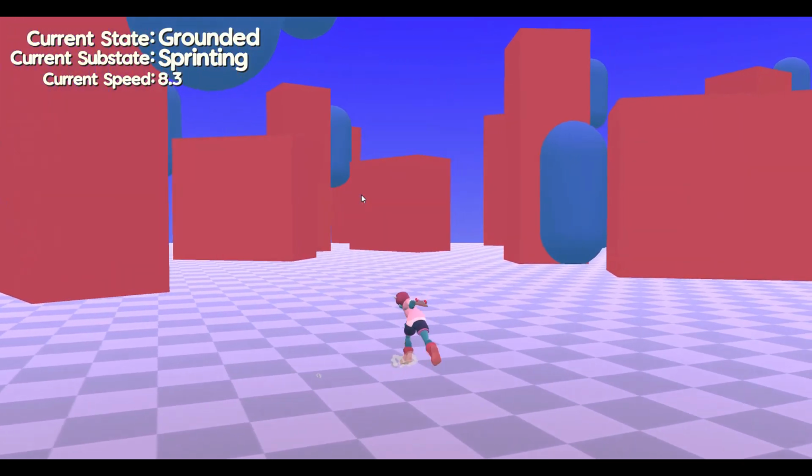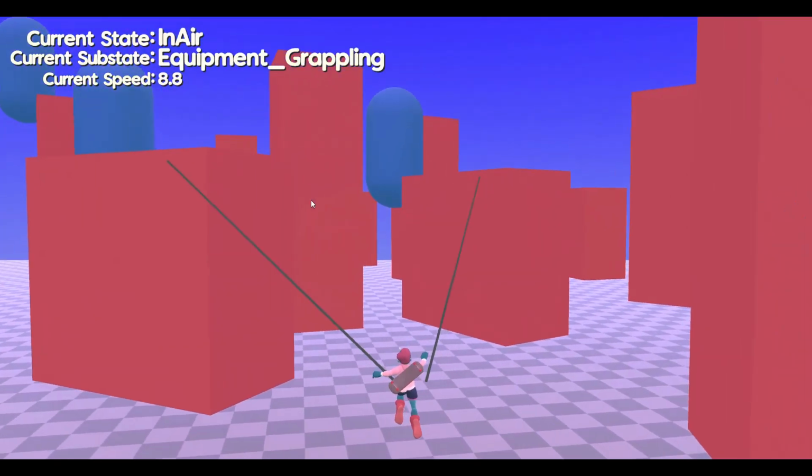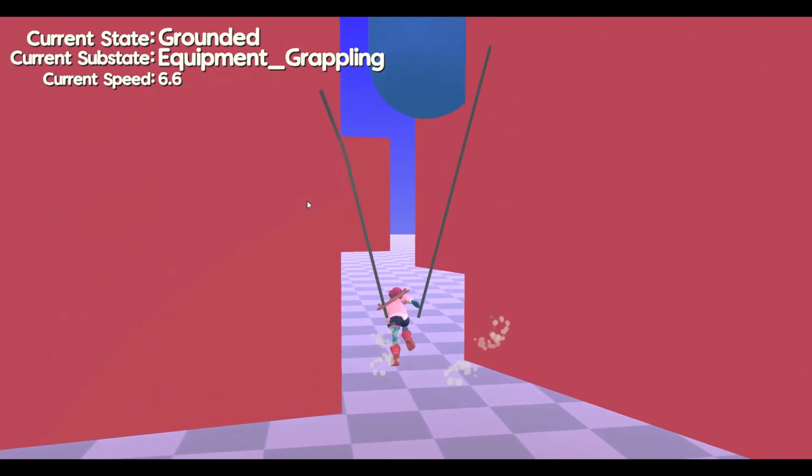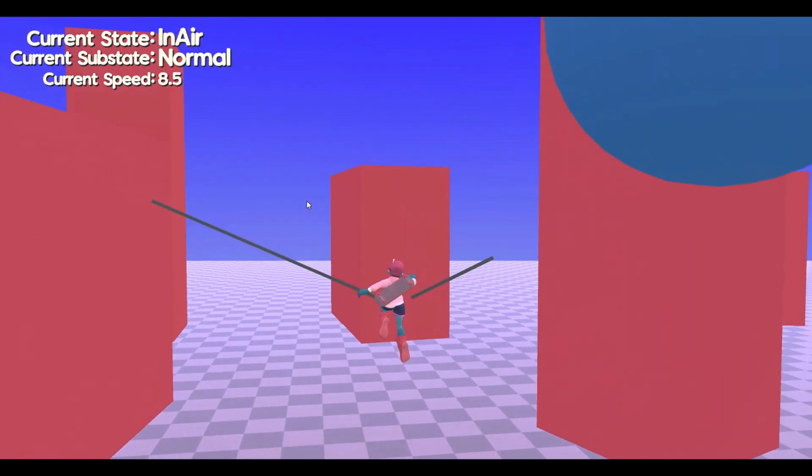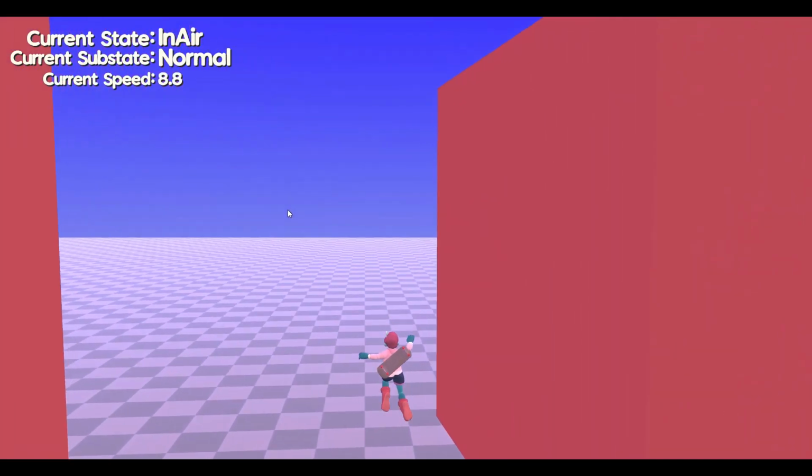I kind of zoomed through that section because it wasn't very interesting to me. It wasn't a huge fix, but I just wanted to point out that that is fixed.